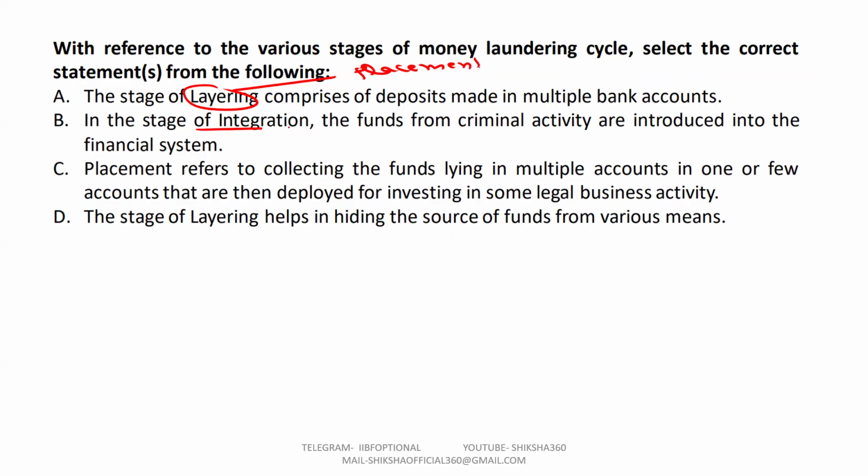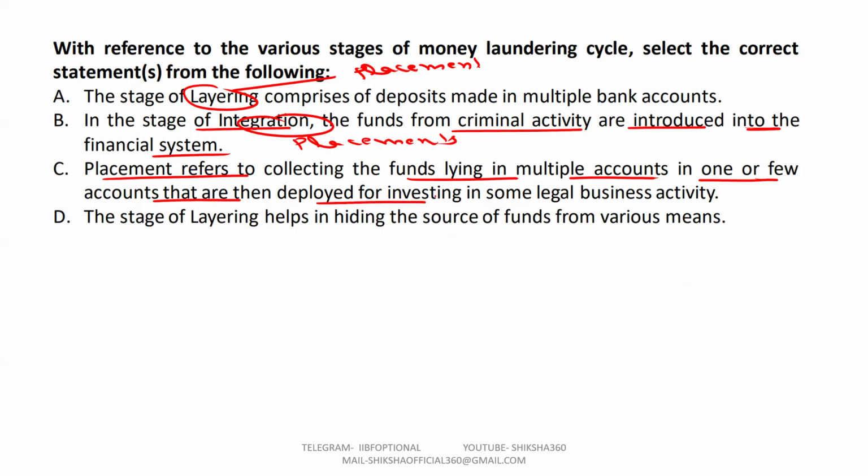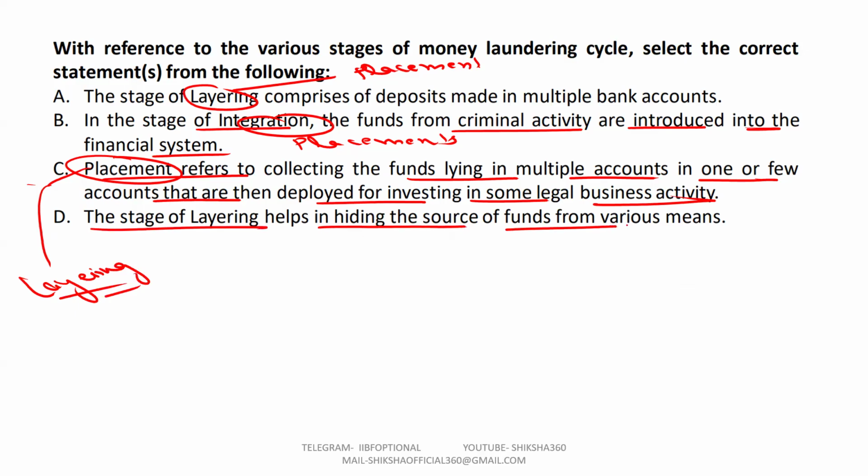In the stage of integration, the funds from the criminal activity are introduced into the financial statement. This is also placement. Placement refers to collecting the funds lying in multiple accounts in one or a few accounts that are then deployed for investing in some legal activities. That is not placement, that is layering. So option D is the correct one. The stage of layering basically helps in hiding the source of funds by various means. So option D is the correct answer. Hope you are able to understand how they will ask the question in the examination.